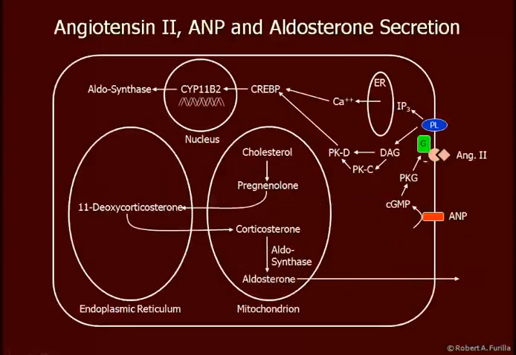I showed this figure in the renin-angiotensin discussion. Angiotensin II stimulates through a G protein, phospholipase, and diacylglycerol, which promotes the production of aldosterone. Atrial natriuretic peptide promotes cyclic GMP production, which then stimulates protein kinase G and inhibits the angiotensin II response. Angiotensin II and ANP are functional antagonists in this system.